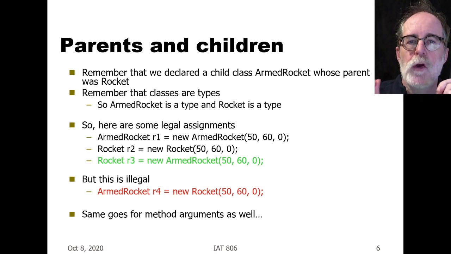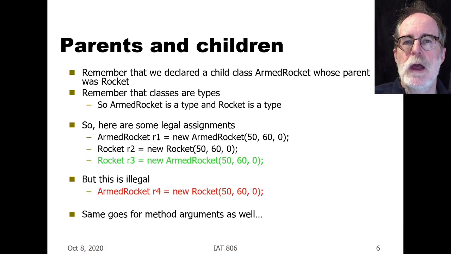We already had Rocket defined somewhere, and we created a subclass, or a child class, named Armed Rocket. The reason we know that is we said class Armed Rocket to declare the existence of the new Armed Rocket class, and extends Rocket, which says this Armed Rocket thing comes from Rocket. Each class that we declare, or is declared for us elsewhere, is a type. So Armed Rocket is a type and Rocket is a type. We've seen that before already.